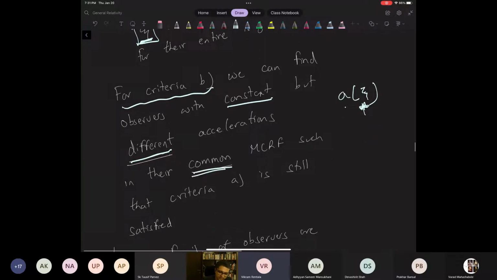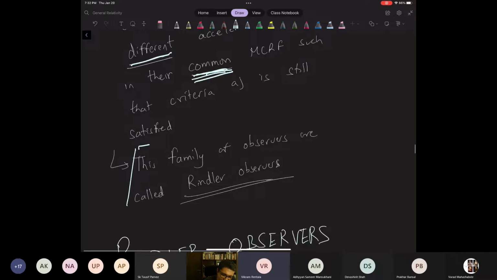All these observers will then have a common rest frame, and in their common rest frame, each one will have a constant acceleration, except each one's acceleration will be slightly different from the others.